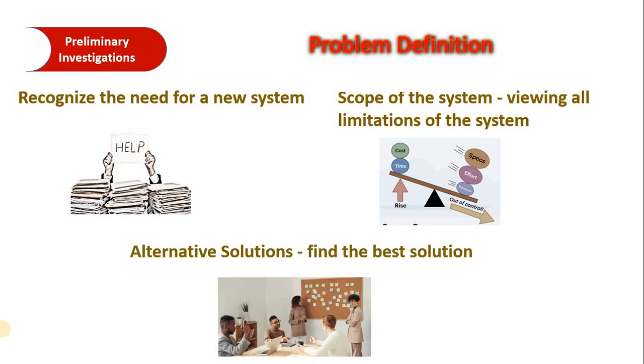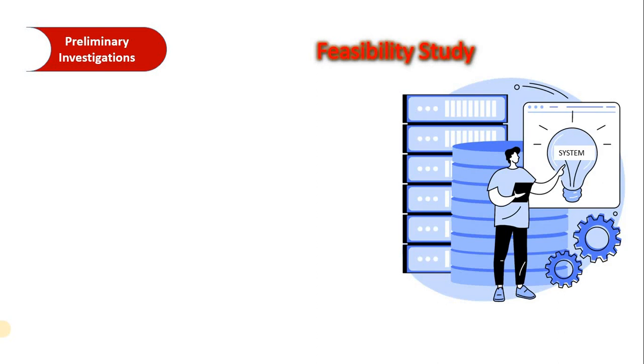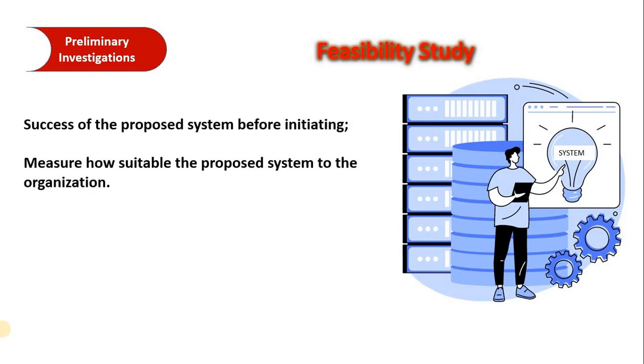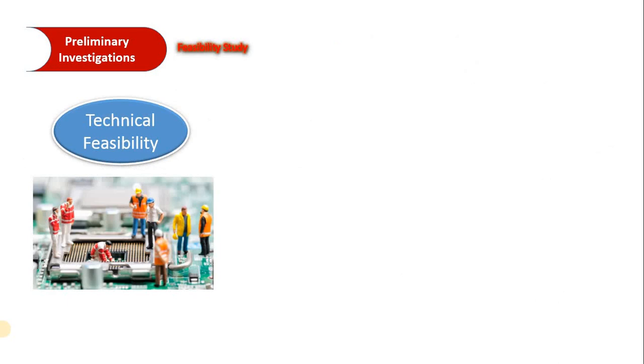And also maybe more than one solution is available to develop a system. So identify all the solutions and choose the best one. Second phase of preliminary investigation is feasibility study. As this is done before initiating your system, you can gain confidence in your system with the organization, and at the same time, feasibility is a measure of how suitable the development of a system will be to the organization. Feasibility can be evaluated in different aspects.